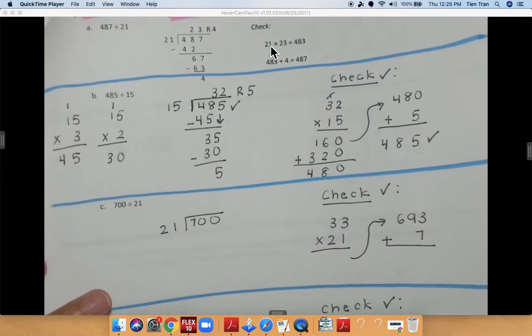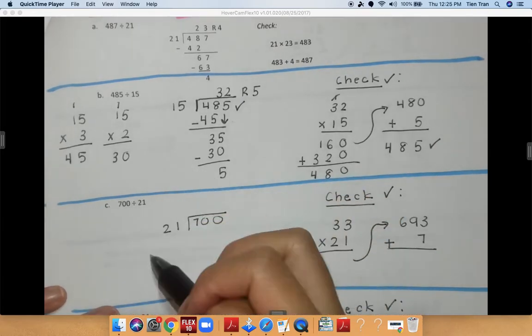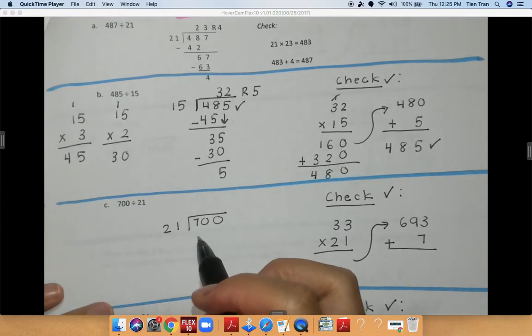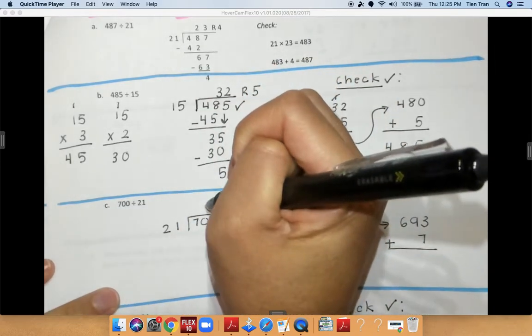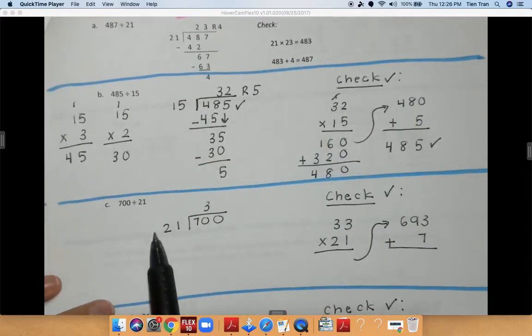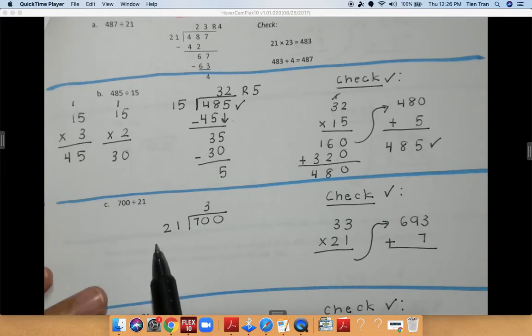Okay, now I'm going to move on to the next problem. For problem C, I have here 21, and I need to figure out how many times can 21 go into 700. 21 can go into 73 times, because I'm estimating in my head, 21 is close to 20. How many times can 20 go into 70? About 3 times, because 20 times 3 is 60, and 20 times 4 is 80. 4 would be too big.